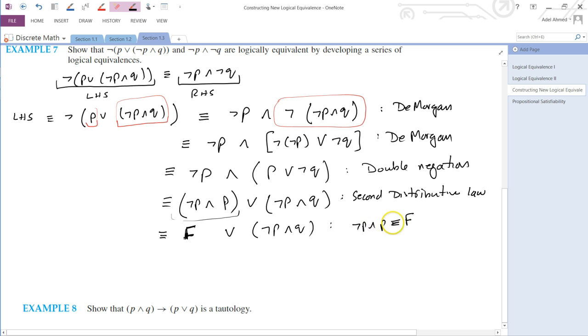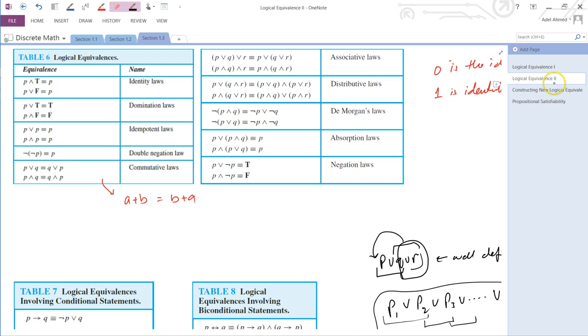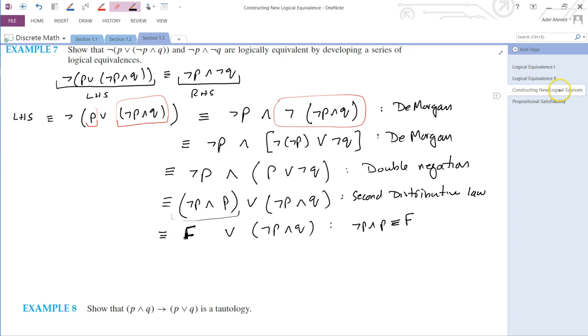Now this law also has a name. If you do not remember the name, you can just write the law that you have used in this column over here. Let me take you back to the table to see what the name for this law is, and you'll see that this is the negation law, the second negation law, not P and P equals false. If you do not remember the name, second negation law, you can just write whatever law you've written over here to remove the ambiguity for anybody who's correcting the paper, or even for anybody who's reading what you have written so far.